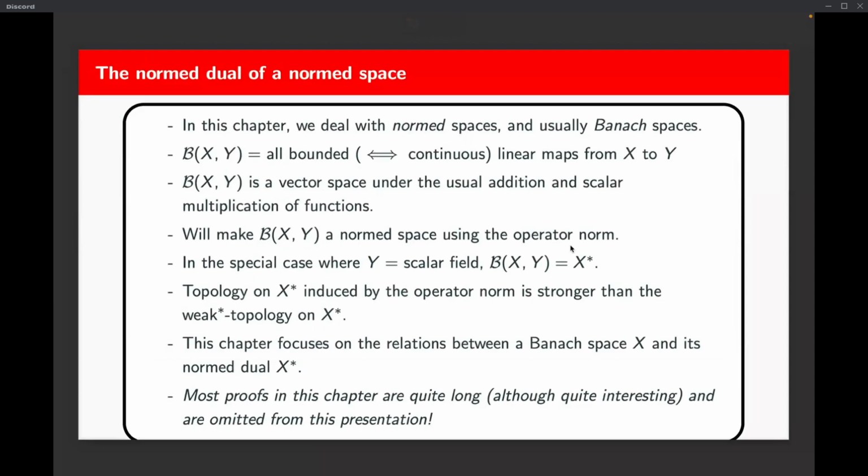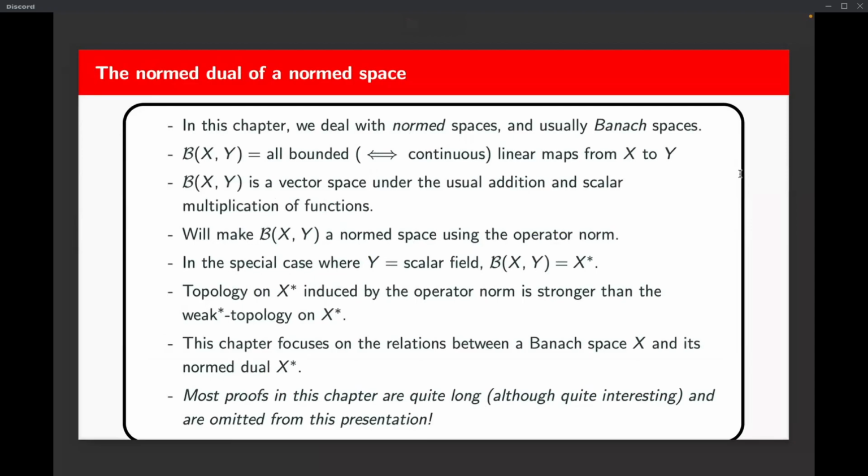Okay, so the focus in most of this chapter is on normed spaces, and most of the theorems, in fact, will require Banach spaces. There are a few that are just general linear algebra results or general topological vector space results, but most of them do use norms. So just a reminder of the notation from last time, this script B from X to Y is the set of all bounded linear maps from X to Y. And since we're on normed spaces, which are metrizable, we recall continuous and bounded are the same thing.